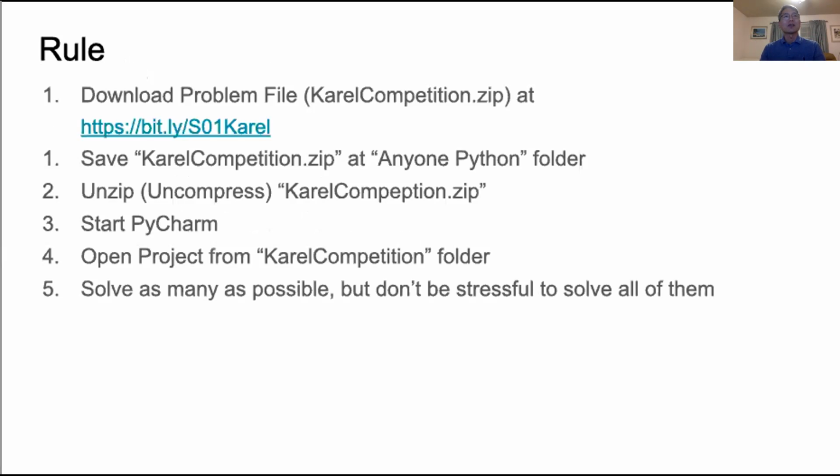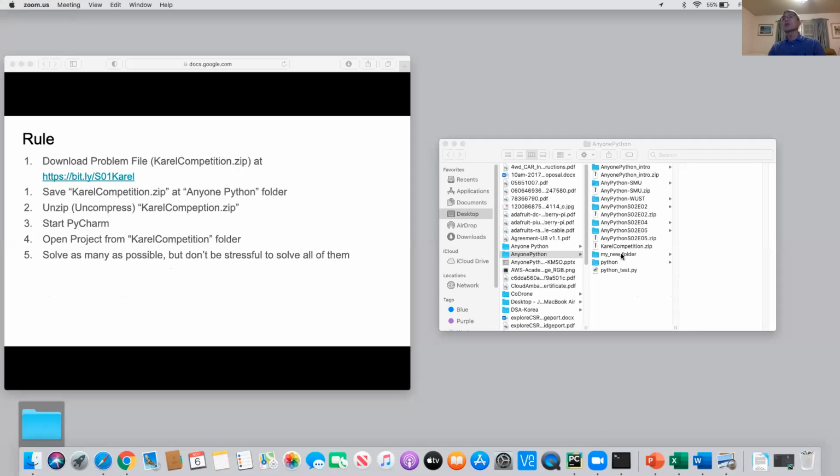So first, the beta ly S01 Karel, K is a capital letter and the others are lowercase. Then the S01 Karel, then you can download the Karel competition.zip file. Then save that file to the Anyone Python folder, like me. So let's see, let me change to full screen. Yes, this one is better. So I download the file. Yes, the Karel competition zip file.